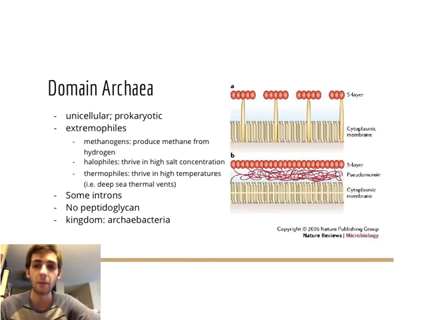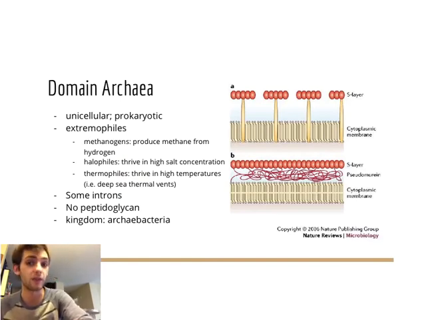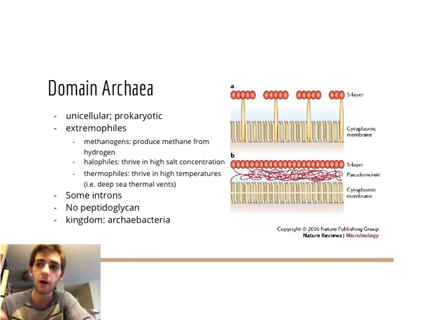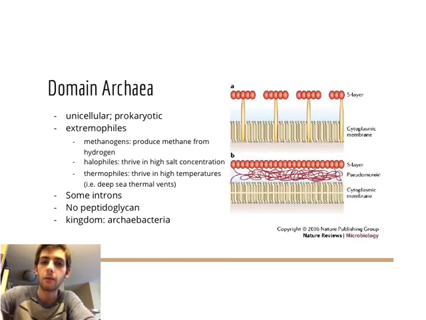These guys actually do have some introns, which is what makes them, we think, more closely related to eukaryotes, because we've talked about eukaryotes having those introns. They do not have a peptidoglycan cell wall. Instead, they form something called an S layer, and this S layer is a little bit more complex and a little bit more sturdy, and that's what allows these extremophiles to be successful in these environments. They also have something called pseudomurein, which is very similar to peptidoglycan, but it's a little bit more stable. And the kingdom that falls under this domain is kingdom Archaeobacteria. We'll talk about that in the next video.